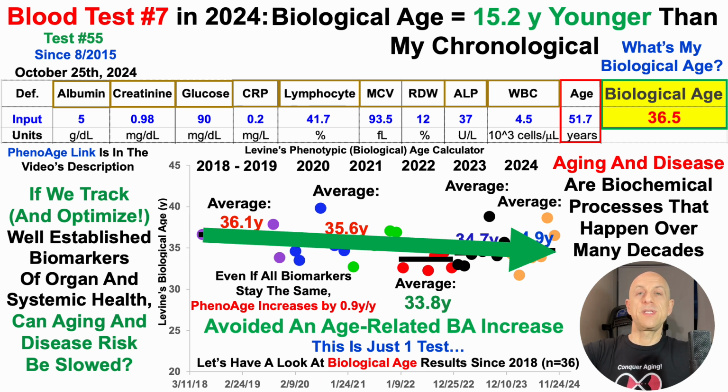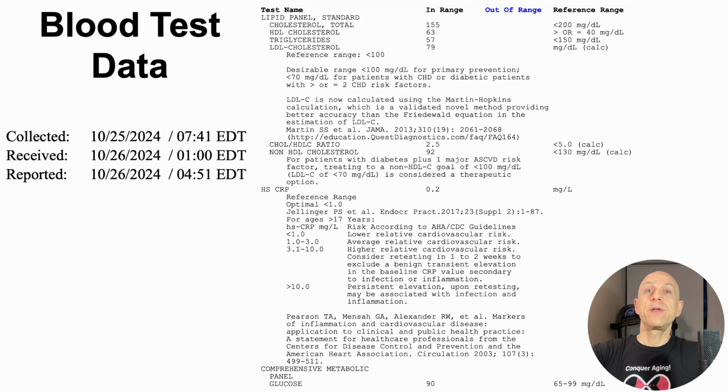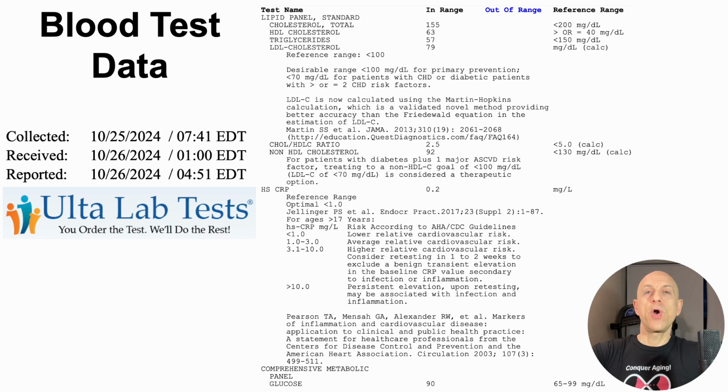All right, so rather than just looking at data entered into a spreadsheet, let's take a look at the full blood test report. And that's what we'll see here. This is page 1 of the report. Now note that I don't go to my doctor to get these data or to order the tests. I go to ultalabtest.com where I pick the test that I want.